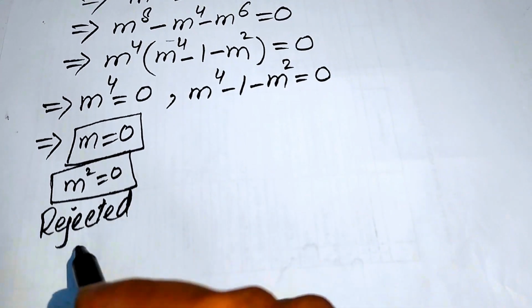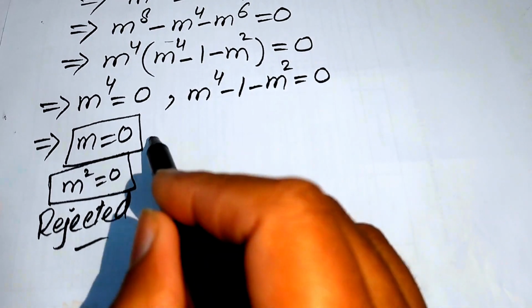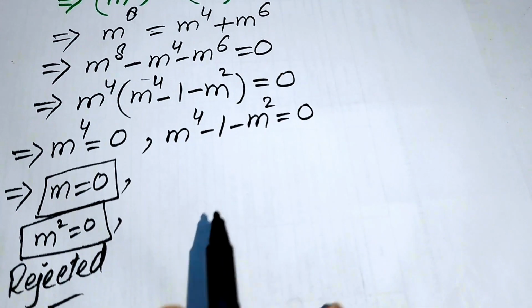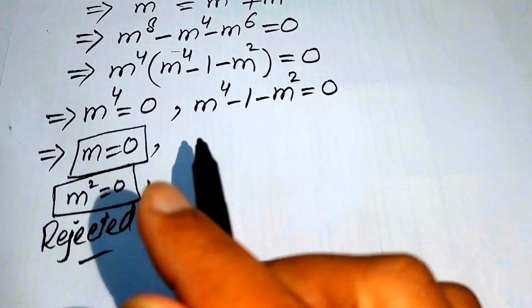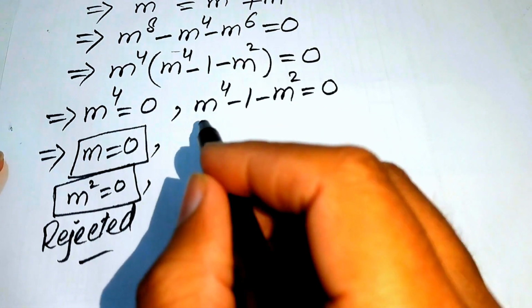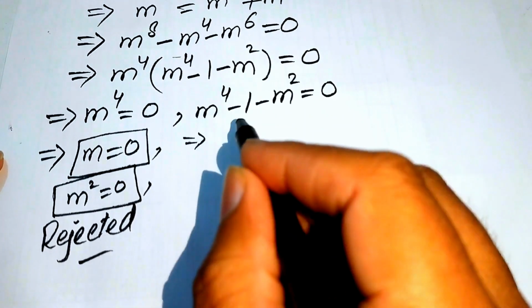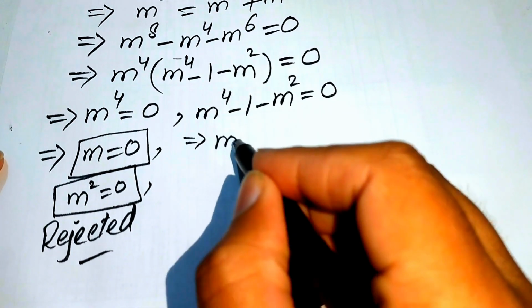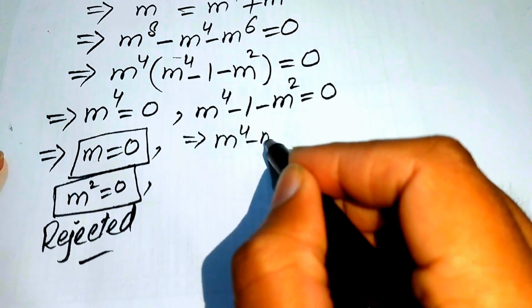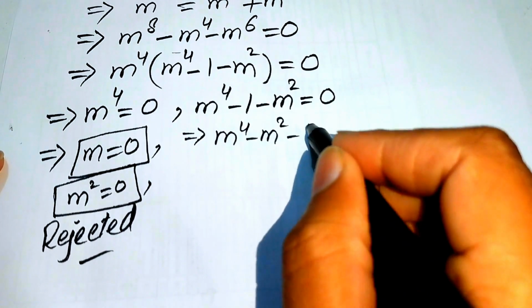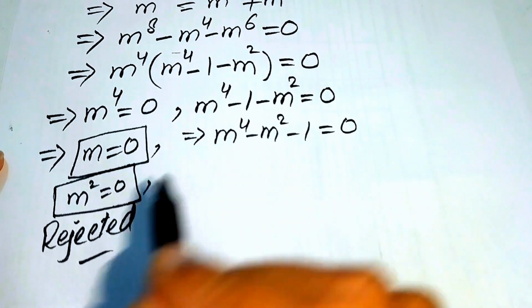So here we proceed with this case only, and in this case we need to find the values of m. So now we rearrange the terms and rewrite this equation as m to the power of 4 minus m squared minus 1 equals 0.